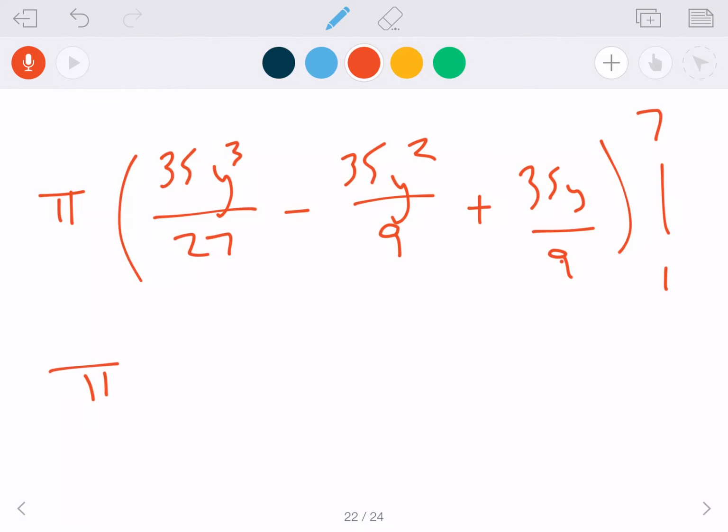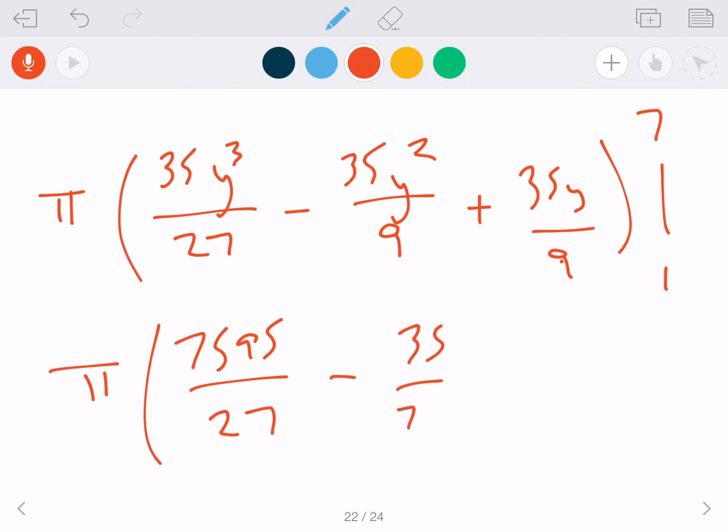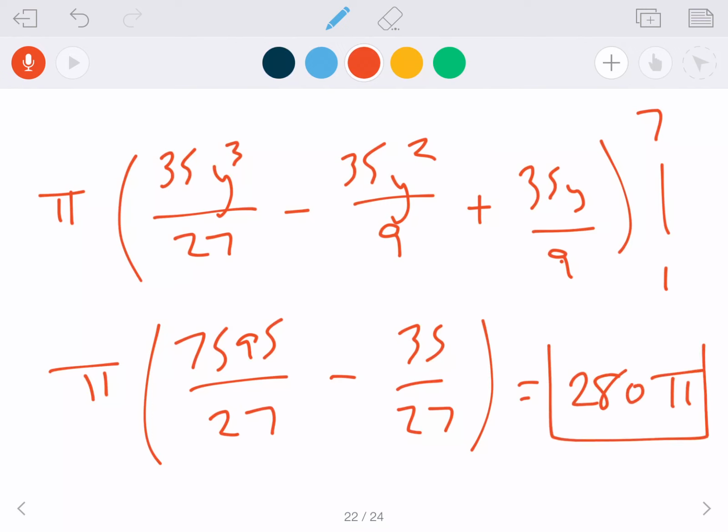You're done. You're waiting for me to get here. When I plug 7 into this monster, I get 75/95 over 27. What the heck? Minus, when I plug 1 in, I get 35 over 27. And that comes out nicely. It comes out to 280. 280 times pi.